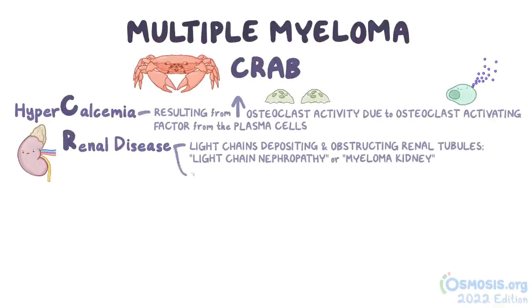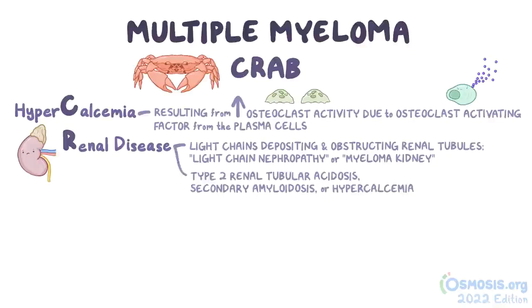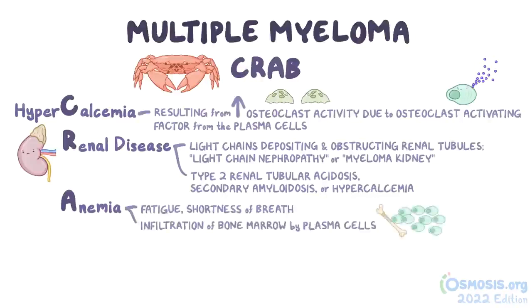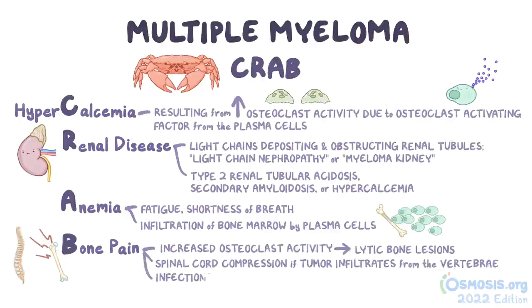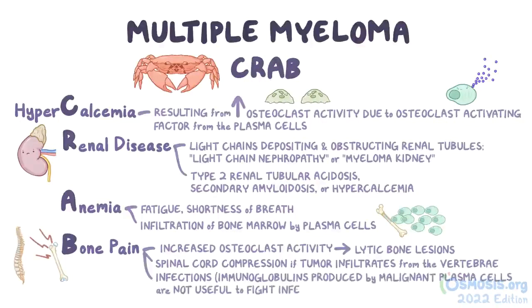Renal disease can also be due to type 2 renal tubular acidosis, as well as secondary amyloidosis, or even hypercalcemia. A is for anemia, which causes fatigue and shortness of breath, and is often due to infiltration of the bone marrow by the plasma cells. And finally, B is for bone pain, which is due to increased osteoclast activity, causing lytic bone lesions. Other manifestations include spinal cord compression if the tumor infiltrates from the vertebrae, and infections because the immunoglobulins produced by the malignant plasma cells are not useful in fighting infections.